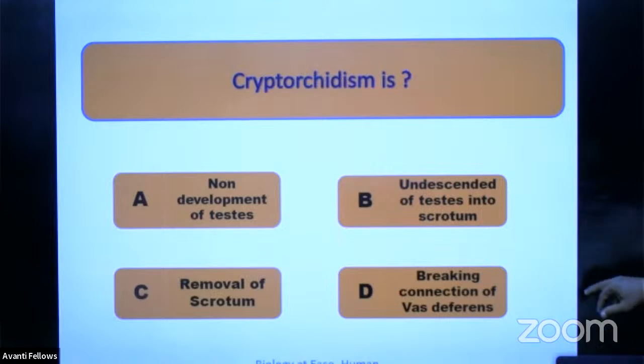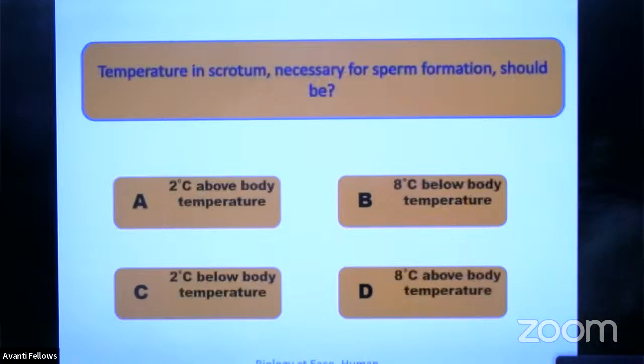Then go to the next question, question number 9. The temperature of the scrotum necessary for sperm production should be more than the body temperature or less than our body temperature? That is why it is kept outside. All of you know the correct answer. That option is C only. Option C is the correct answer. That is 2 degrees Celsius or 2.5 degrees Celsius below the body temperature.